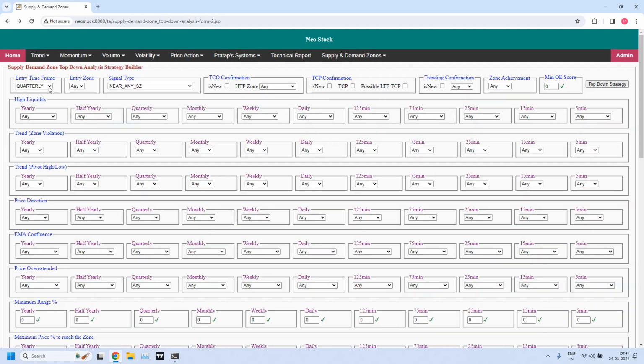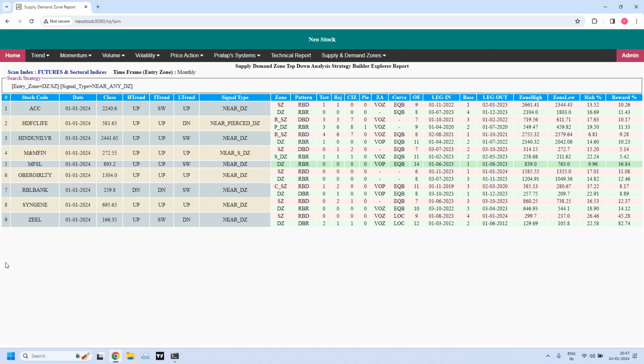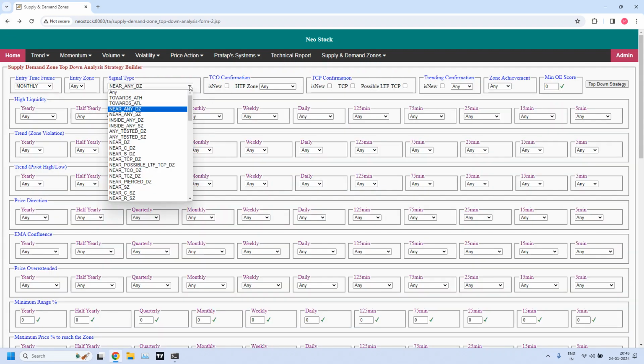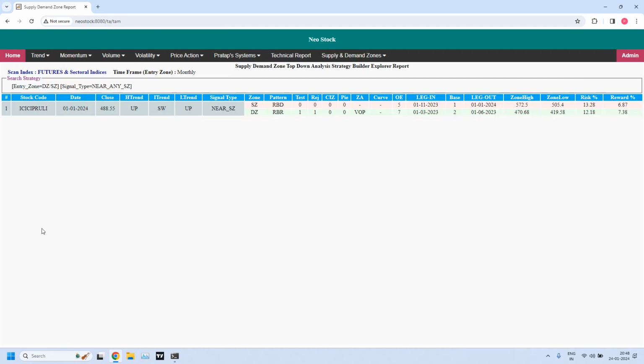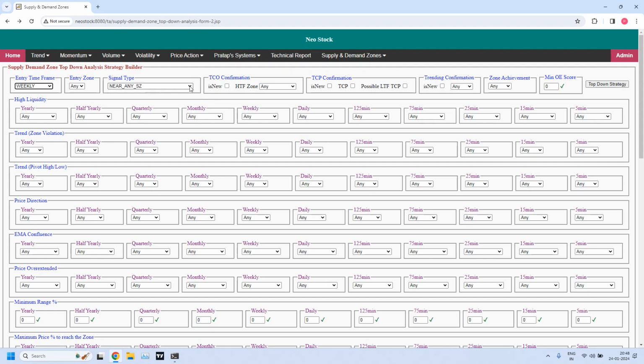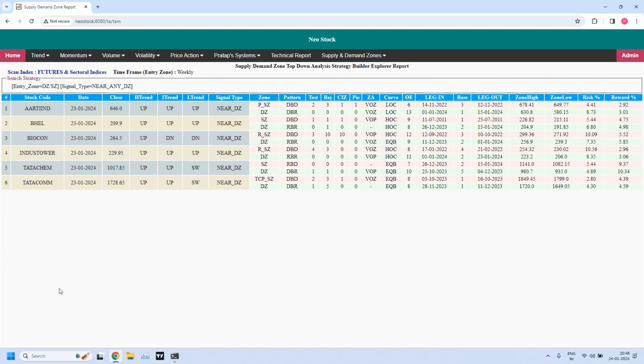Let me go back and change the time frame to monthly. Let us find the stocks near the monthly demand zone. Nine stocks are filtered near the monthly demand zone. Let me go back and find the stocks near the monthly supply zone. One stock is near the monthly supply zone. Let me go back and change the time frame to weekly, and let us find the stocks near the weekly demand zone. Six stocks are filtered.